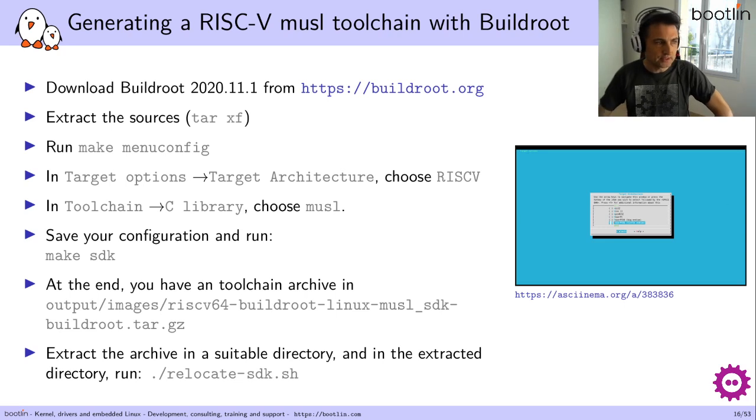So here are the steps that we are going to go through to generate the toolchain. I'm going to show you that in the upcoming demo. That's for your reference. Here you have an Asciinema video of the steps. Asciinema is nice because it's an ASCII animated video, and therefore you can copy and paste commands or URLs directly from the text video. So that's great. Check it out if you haven't seen Asciinema yet.